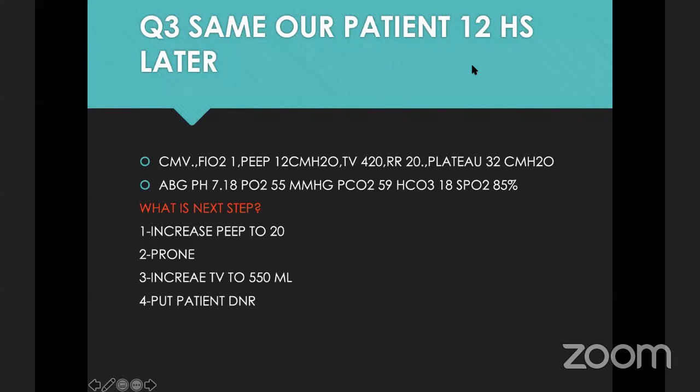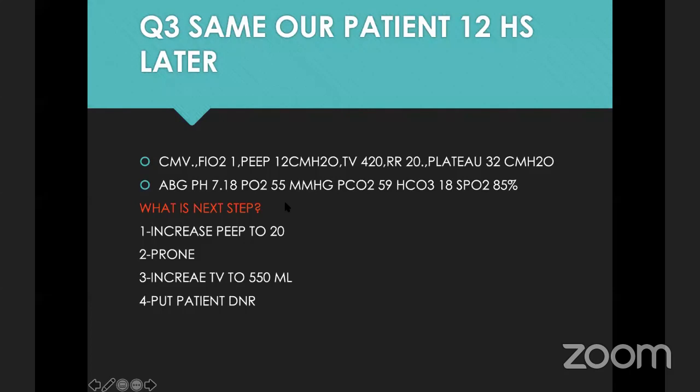So, prone position. Any other thought? Because here, if we calculate the PF ratio, the prone position and muscle relaxant are indicated if the PF ratio is below 150. So here the PaO2 is 55. If you calculate it, the PF ratio will be 55. So prone is indicated.